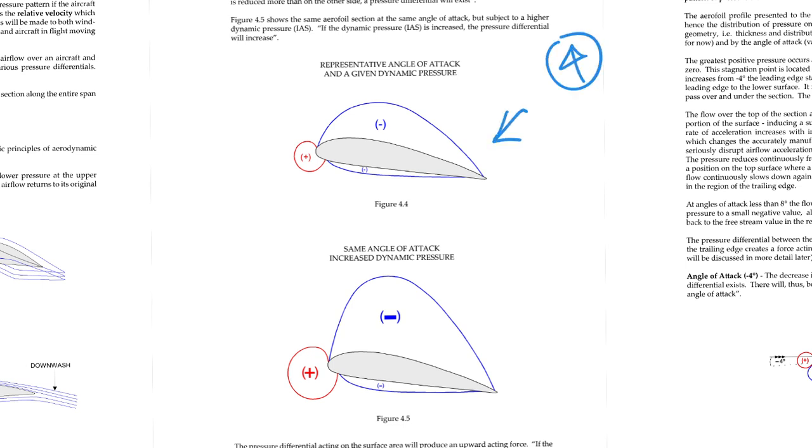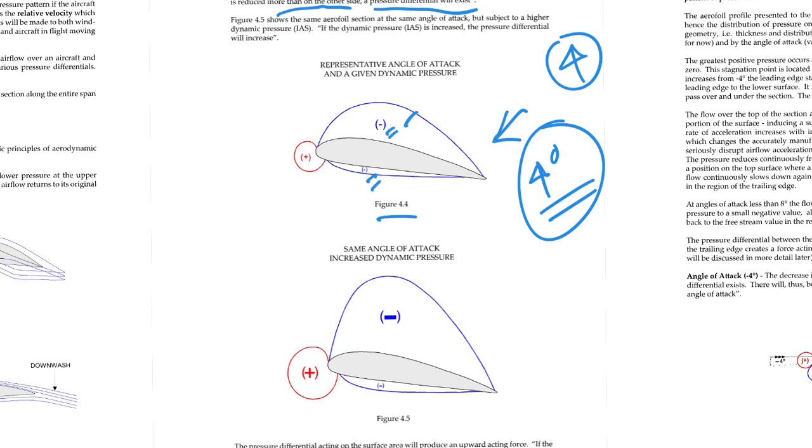In this chapter number 4, some images are there. Understanding this diagram is very important. Figure 4.4 shows an aerofoil section at a representative angle of attack, let's say 4 degrees. Already you know what angle of attack is. Subject to a given dynamic pressure, if the static pressure on one side of a body is reduced more than the other side, a pressure difference will exist. So you see here it is minus, here also it is minus, and this is plus. What does it mean? Let's say this aircraft is moving, so the air is coming like this.